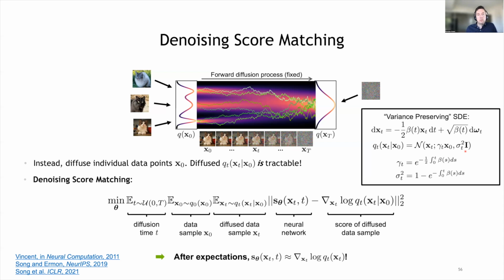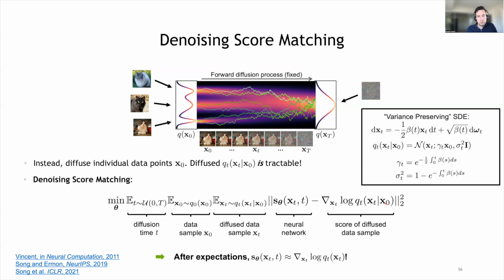So now we can define our denoising score matching objective. Again, we draw a diffusion time t and have an expectation over those. Then we draw a data sample x_0, one particular sample. Overall, we again have an expectation. Then we diffuse that particular data sample towards some noisy sample x_t. Now we give that noisy sample and the time t to our network, and we train it to predict the score of this one particular diffused data sample x_0. And yeah, now this is tractable.